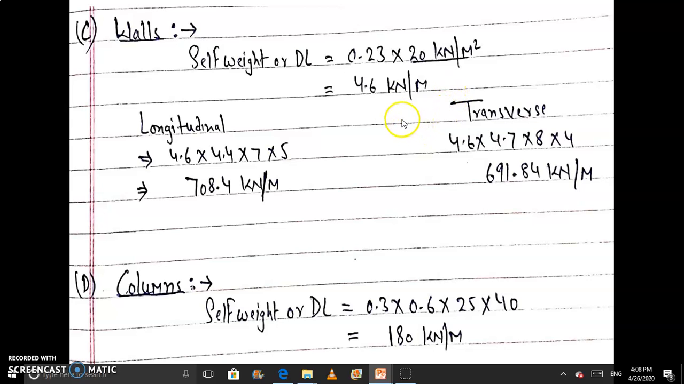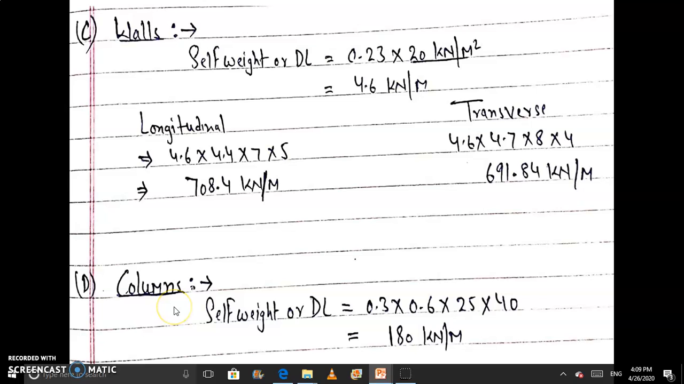So getting proper load of the walls. So for that we see further slides. But here we count the number of walls like beam, because the number of walls and beams is same. So here we multiply with this and get the value is 708.4 kilonewton per meter for longitudinal and 691.84 kilonewton per meter for a transverse direction.